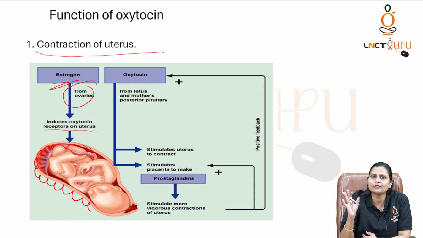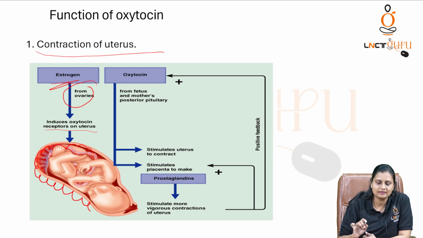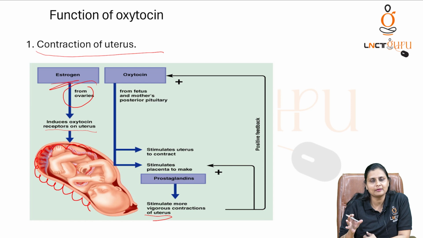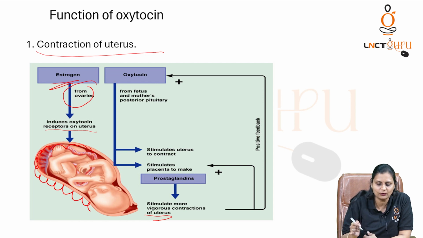Now there is only one thing left, that is the oxytocin hormone, which will come and act on the uterus. Whenever we get the stimulus for the secretion of oxytocin, and this stimulus is the baby coming out, which stretches the uterine wall, that is one of the stimuli for the release of oxytocin. So this oxytocin is released from the fetus and the mother's posterior pituitary.